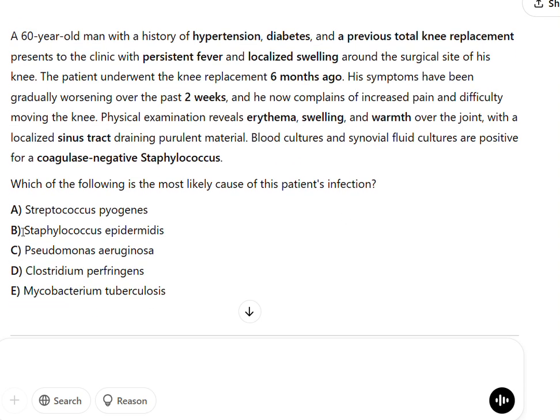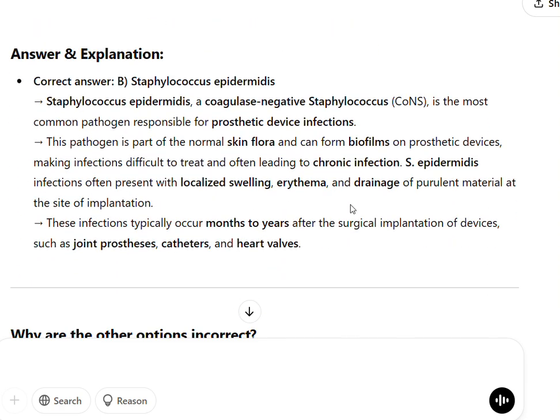A. Streptococcus pyogenes. B. Staphylococcus epidermidis. C. Pseudomonas aeruginosa. D. Clostridium perfringens. E. Mycobacterium tuberculosis. Answer and explanation. Correct answer. B. Staphylococcus epidermidis.